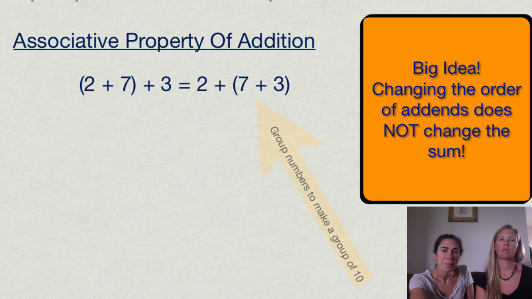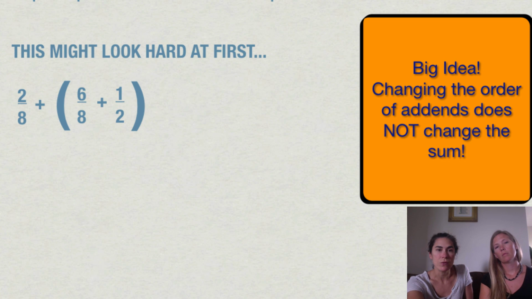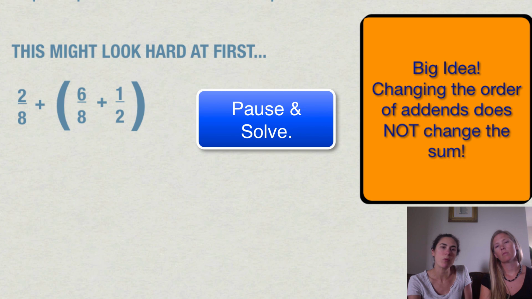You can see that. So now, once again, this might look hard at first. We have 2 eighths plus 6 eighths plus 1/2, but we just want you to take a moment to think about, well, how can I regroup this to add these up much easier? So take a moment to do that, and then we'll show you.